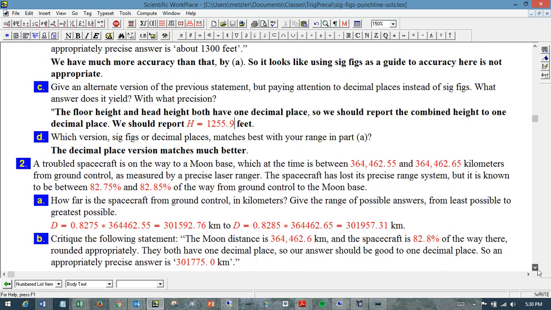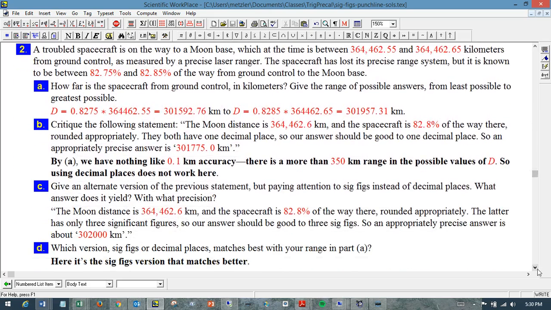Now, very different when you're multiplying numbers. Okay, so here we have a very precise number, a very large and very precise number, the distance to the moon base, and then another number, this percentage, that is not as precise. At least it doesn't have as many sig figs. It's actually got a similar number of decimal places. Okay, so what's the right way to do it?